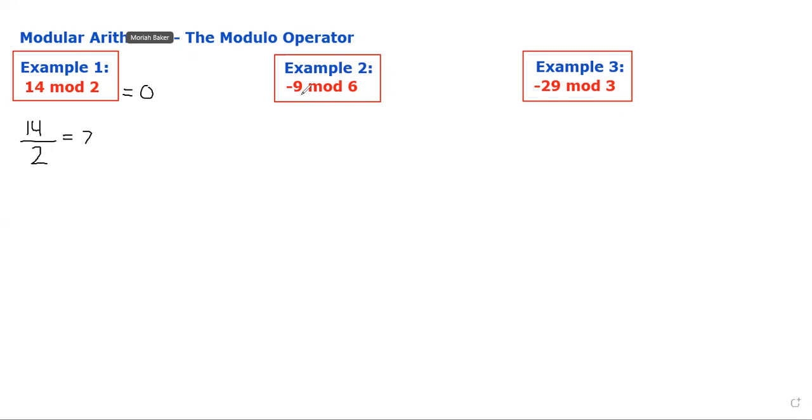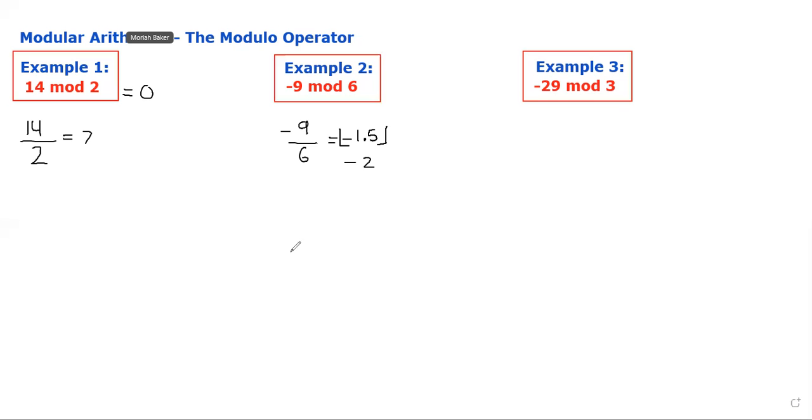Okay, so moving on to example number 2. Here it's a little bit different. We have a negative value now. We have -9 mod 6. So in this example, we're still going to do what I did in the first example. We're going to write -9 divided by 6. -9 divided by 6 gives us -1.5. Now we're going to take the floor of this. So we're going to round down, so we go from -1.5 to now -2.